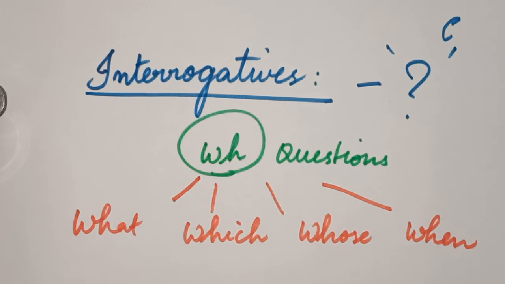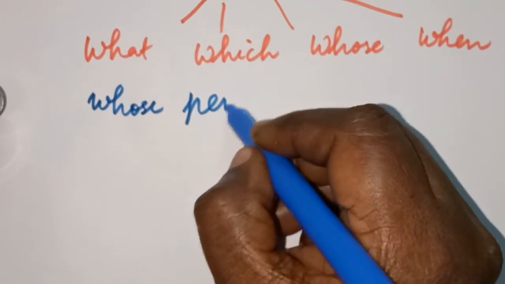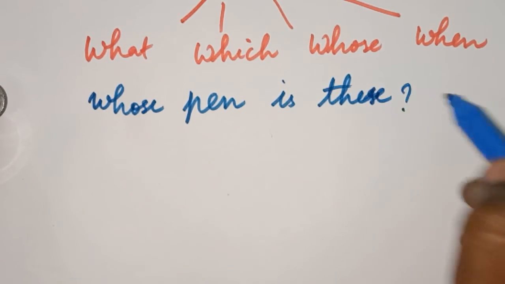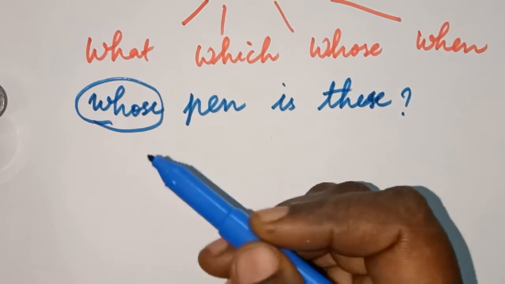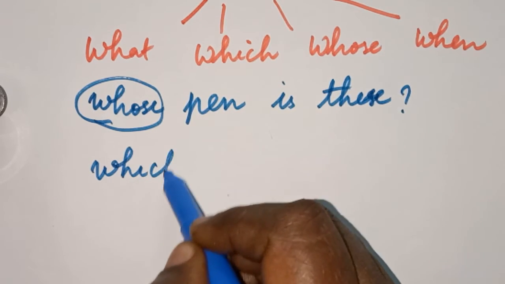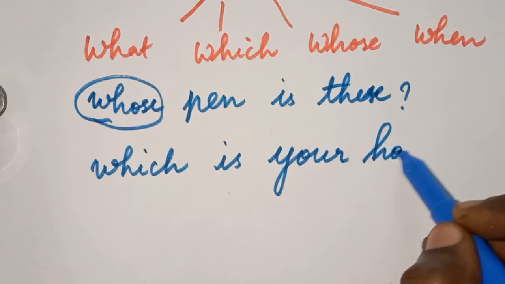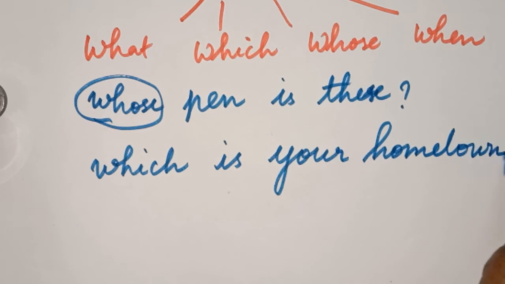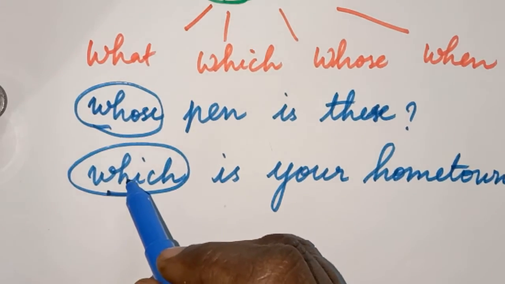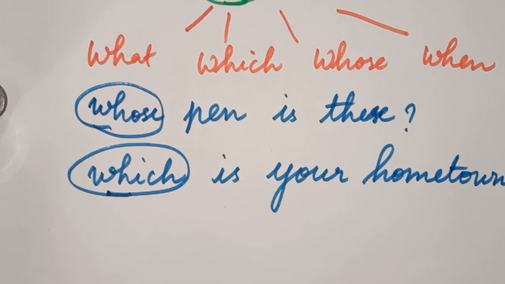For example, whose pen is this? So which one is the interrogative here? Whose, because this is the WH question word. Which is your hometown? So here again the WH question word is which. This is the interrogative.